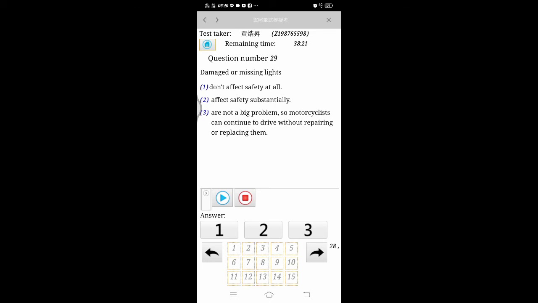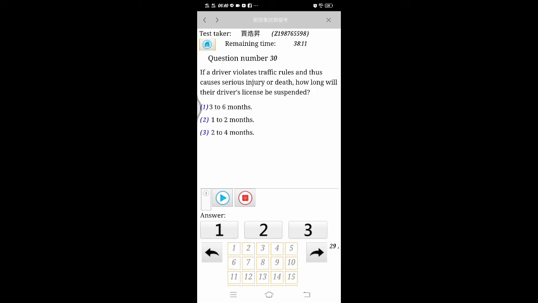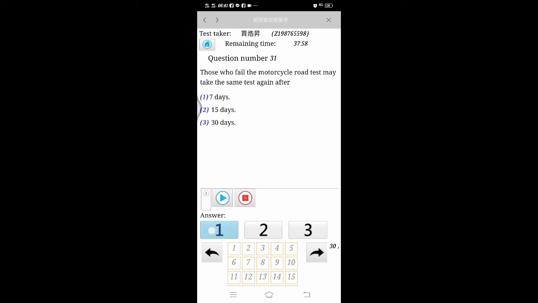Damaged or missing lights. 1. Don't affect safety at all. 2. Affect safety substantially. If a driver violates traffic rules and thus causes serious injury, those who fail the motorcycle road test may take the same test again after.